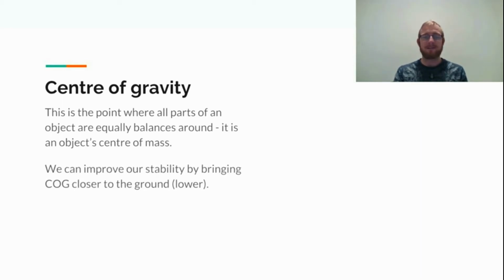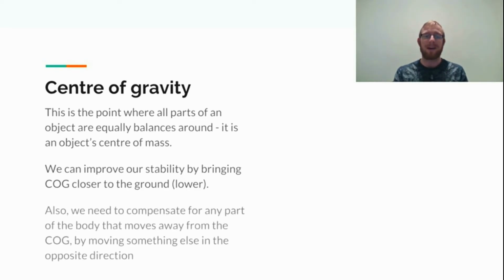We can improve our stability by bringing the center of gravity closer to the ground, that is, lowering the center of gravity. And it's also worth noting that we need to compensate for any part of the body that moves away from the center of gravity by moving something else in the opposite direction. So say for example, if I put my arm out like this, my center of gravity has shifted a little bit out to the side. To compensate for that, I would need to put my other arm out, and that would bring the center of gravity back in the middle because I've compensated with an opposite movement.